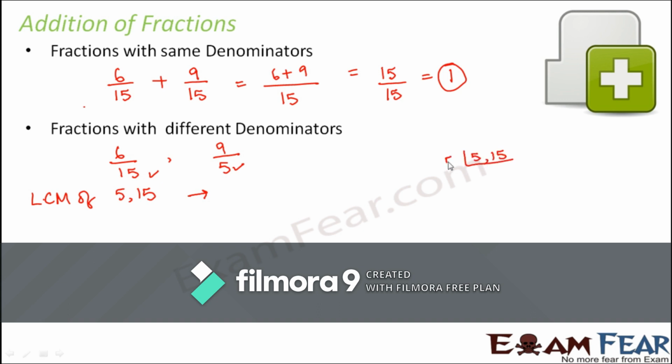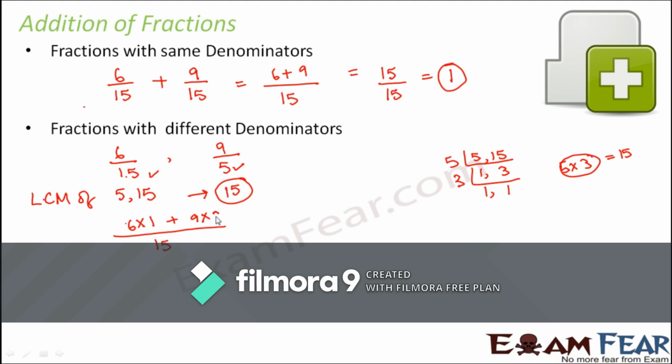This is how we find LCM, right? 5 1s are 5, 5 3s are 15, and 3 1s are 3. So the LCM would be 5 into 3, which is equal to 15. So the LCM of 5 and 15 is 15. Once you have taken the LCM, this LCM is going to be the denominator in the result. So this would be 15. Now for 6 by 15, 15 into 1 is 15. So we do 6 into 1 plus, since 5 into 3 is 15, in the numerator we do 9 into 3. So this is the approach that we follow.